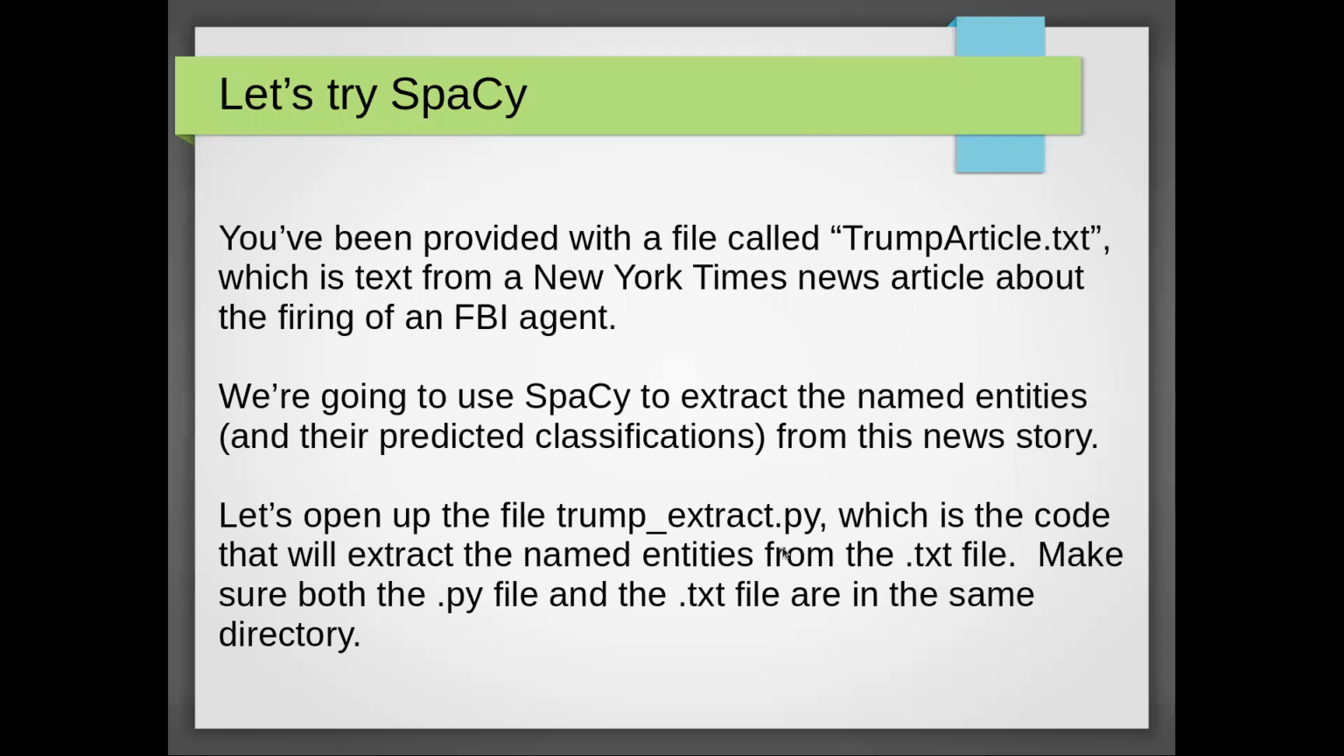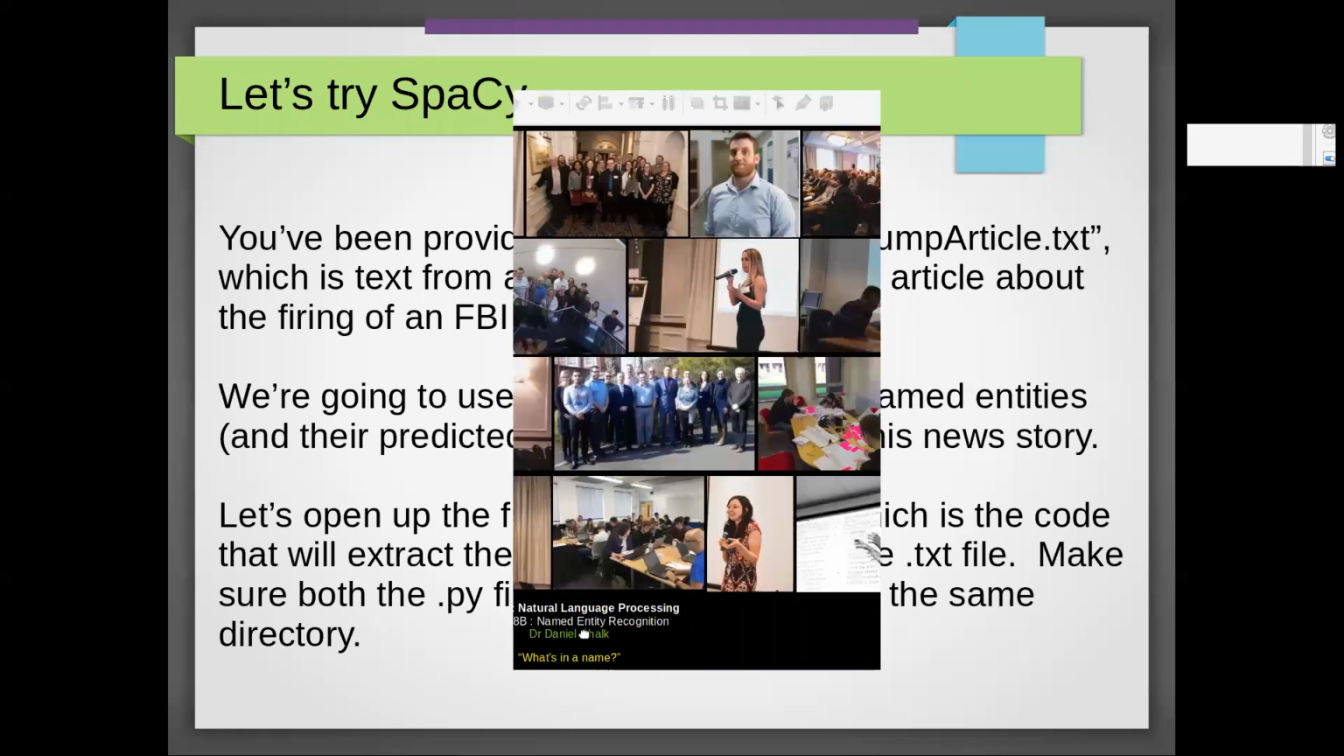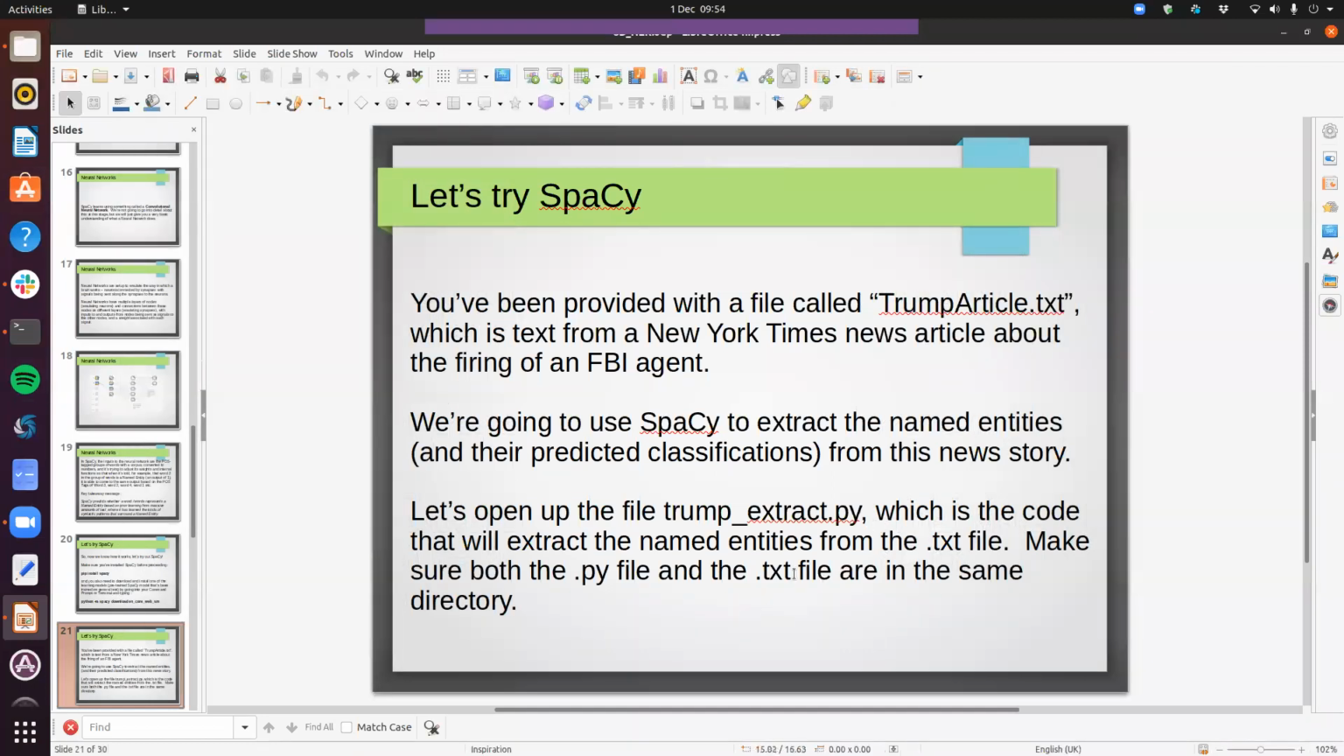So you'll see you've been provided with a file called Trump_article.txt. This is a text from a New York Times article from some years ago about the firing of an FBI agent. What we're going to do is use spaCy to try and extract the named entities and their predicted categories from this news story. Now, when you come to do this, you'll need to make sure that both the text file, Trump_article.txt, and the Python file, Trump_extract.py, are in the same directory.